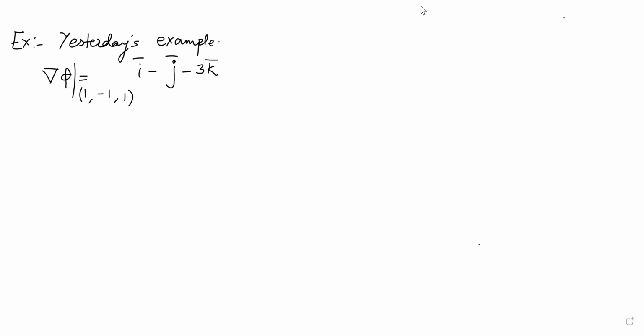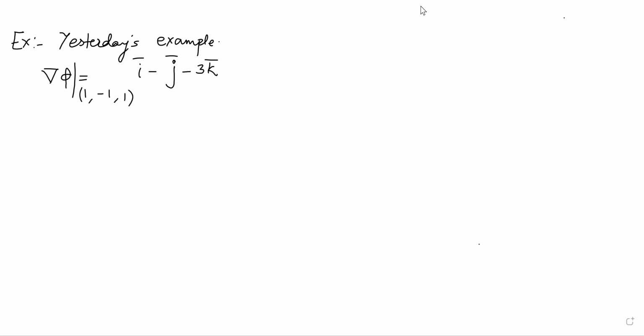I hope that I'm audible to you all. Yes, audible? Okay. So this is correct, no? i bar minus j bar minus 3k bar. Yes. So that was the del phi which we calculated yesterday for the point (1, -1, 1).